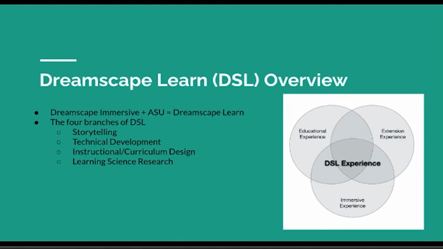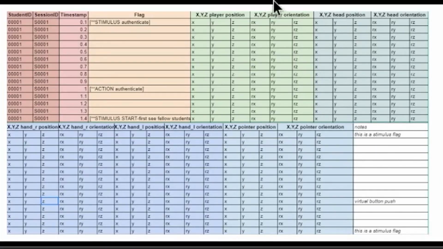Now, I in particular am going to be looking at user movement data, so the X, Y, Z, and roll, pitch, yaw, the rotation of everyone's hands and head, so where they're looking, what they're pushing and interacting with, at a sample rate of 10 hertz. And so every tenth of a second, we know what they're doing.